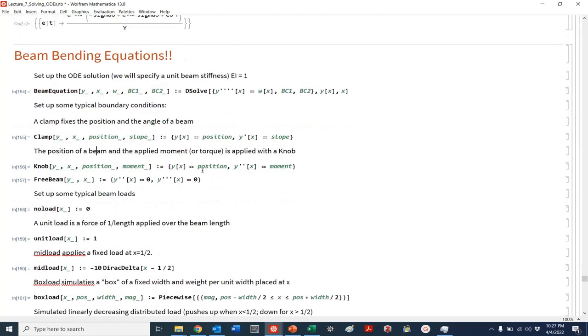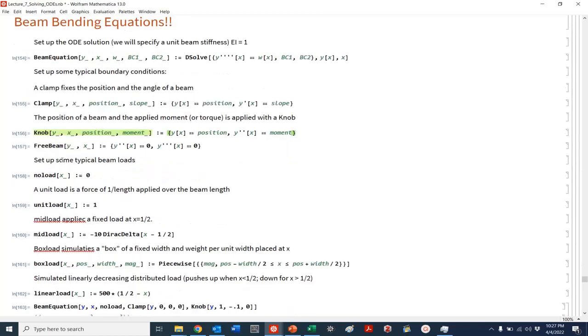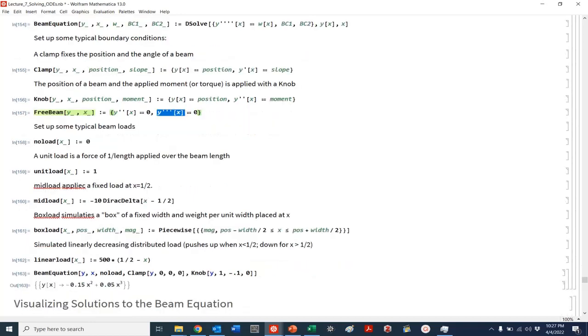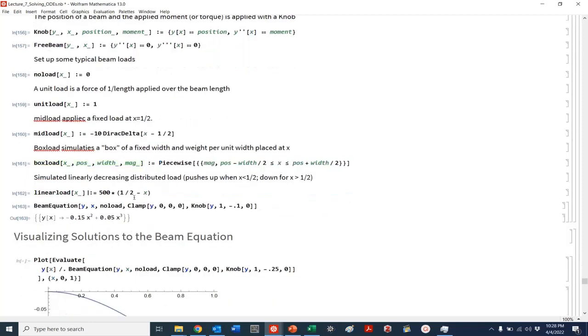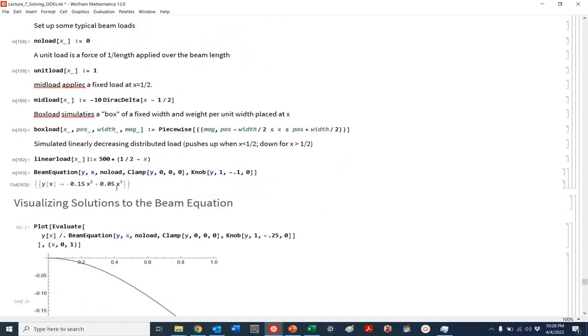You can do a knob, which changes the position. You apply the knob and then the torque. For a free beam, your curvature, the second derivative, or your moment, must be zero, and y3 must be zero. Then there's no load, unit load, mid load, and so on. Box load has some magnitude to it. Linear load. So there are lots of different ways.